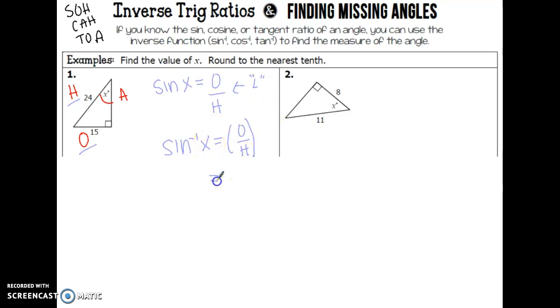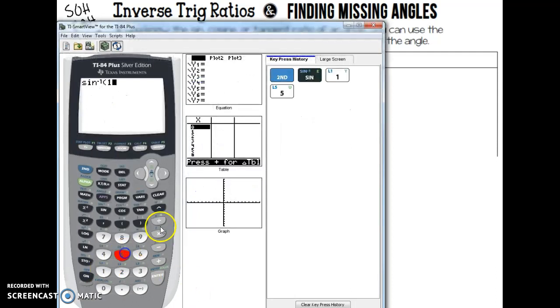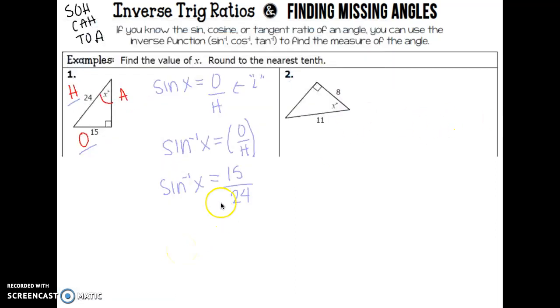So then we are going to do inverse sine of x, and our O is 15 and our H is 24. So I'm going to pull up my calculator again and just do 15 divided by 24, close parentheses, press enter, and our answer is 38.68, which of course is 38.7. So our degree measure here, x is equal to 38.7 degrees. Pretty simple.